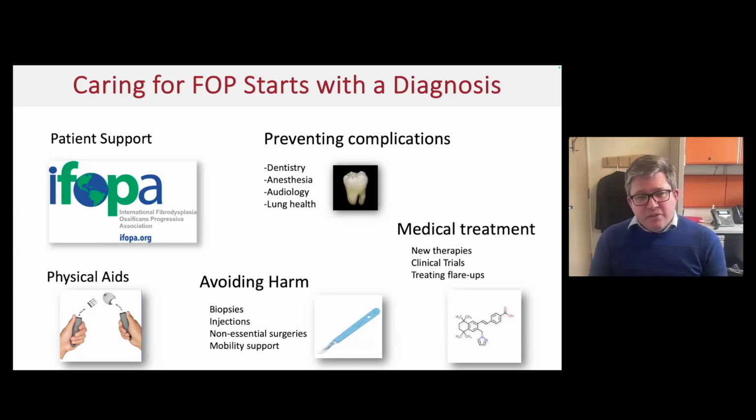Critical to avoid harm, so no biopsies, no intramuscular injections, and no non-essential surgeries. So that story of the child who would have potentially had a not indicated appendectomy is one that should stick in the forefront of your mind. There are situations where people with FOP need essential surgery, but it needs to be an absolute last resort to go to surgery for this, and then only with appropriate anesthetic support. And one can also avoid harm by improving mobility support, wheelchairs, walking aids, etc., to prevent falls.